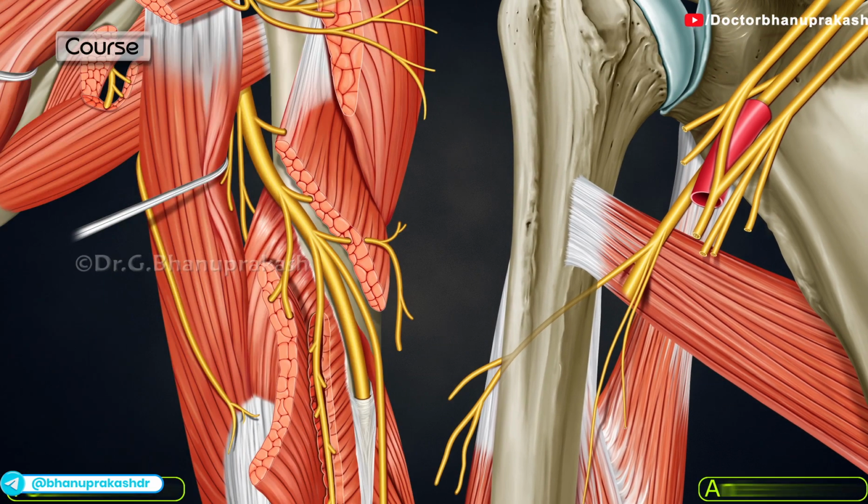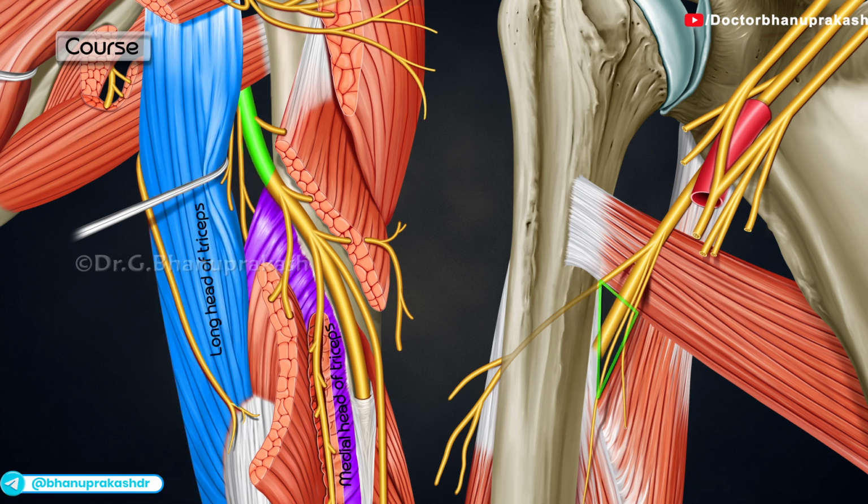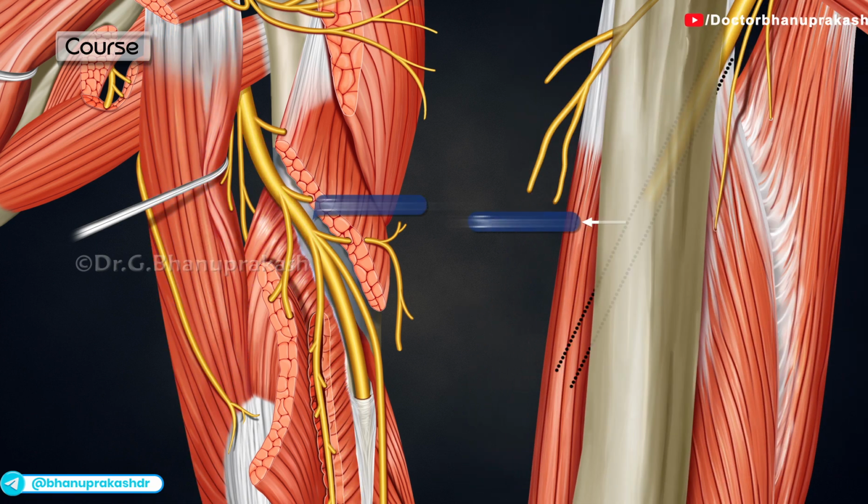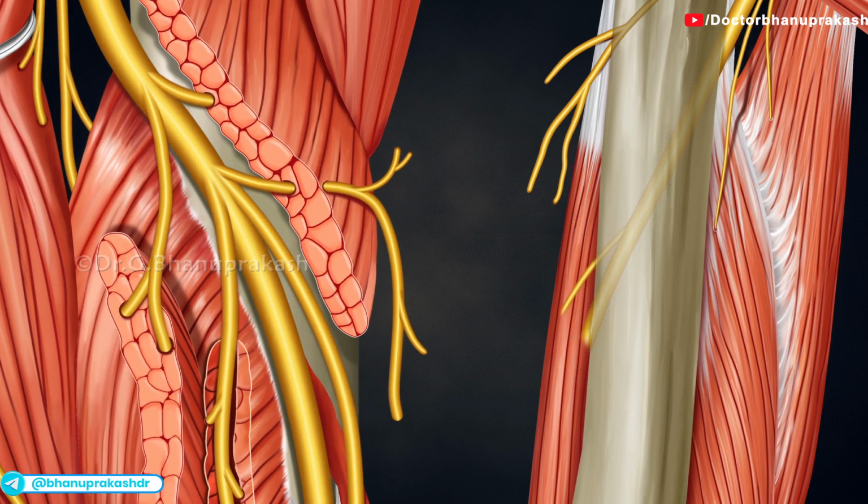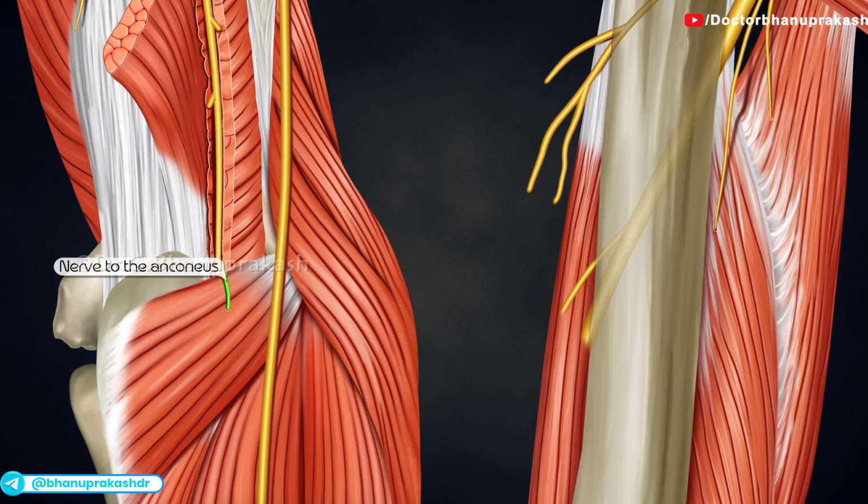Then it enters the arm at the lower border of the teres major and passes between the long and medial heads of the triceps to enter the lower triangular space. Then it passes down and reaches a spiral groove of the humerus. In the spiral groove, it gives off the following branches: lower lateral cutaneous nerve of the arm, posterior cutaneous nerve of the forearm, nerve to the lateral head of the triceps, nerve to the medial head of the triceps, and nerve to the anconeus.